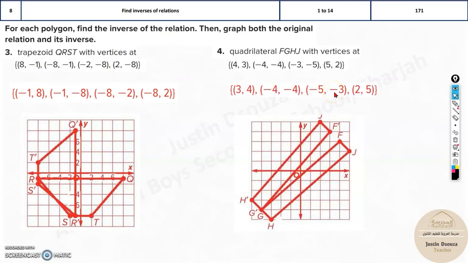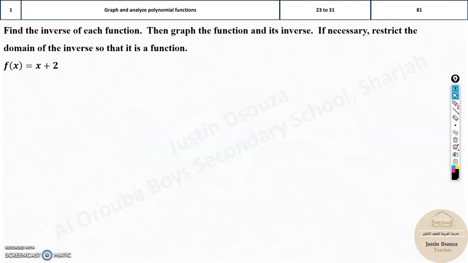So this was easy, but what about the next type? You need to find the inverse of a function, not a relation. What do you do now? Again, we need to implement the same concept, the same idea which we just learned, swapping x and y. But you can't just swap over here. There are a few steps. Step 1 would be to write the given function in terms of y. Instead of f of x, I will write it as y. So change this. Now it is y equals x plus 2. Okay, what is next? This is fine. y equals x plus 2.